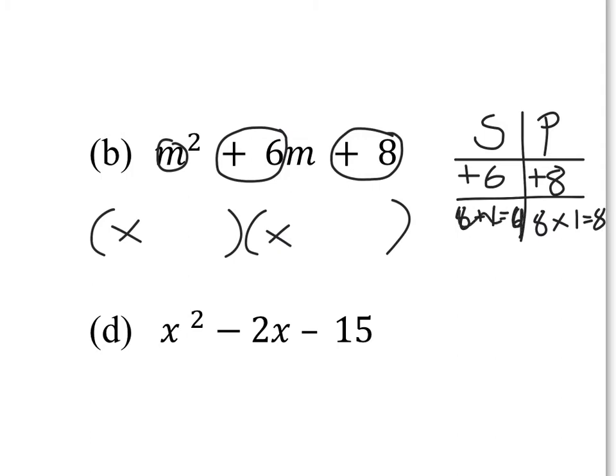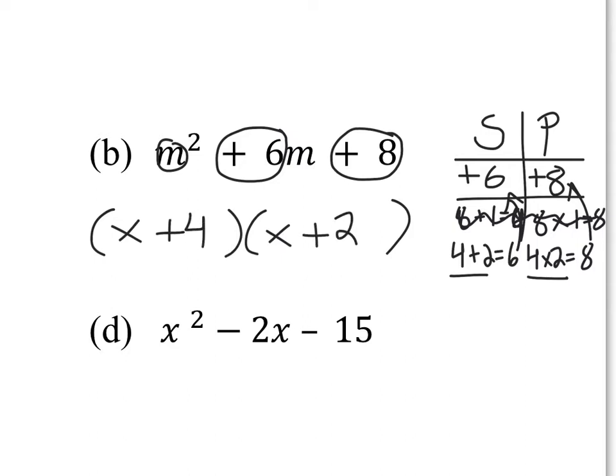So it doesn't work. What two other numbers multiply to give me 8? How about 4 times 2? 4 times 2 is 8. 4 plus 2 is 6. So then I get my sum, I get my product with the numbers 4 and 2. Does it matter the order that I write them in into my brackets? Absolutely not. So it's a positive 4 and a positive 2.